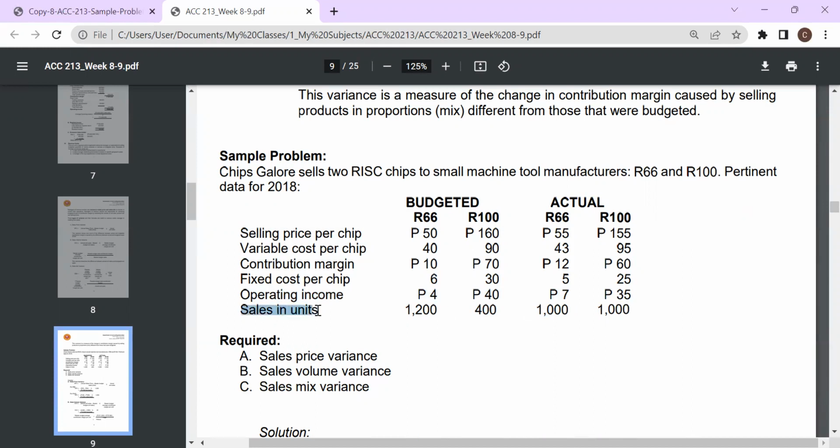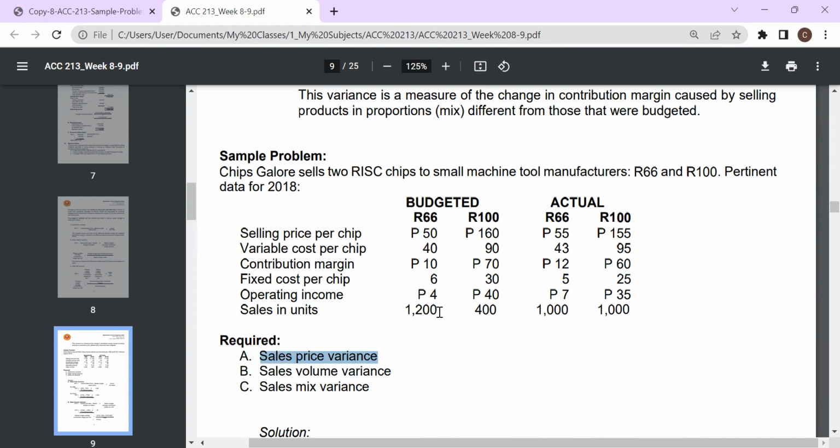Then we were given sales in units. So this is the budgeted sales volume. For R66, 1,200. For R100, you have 400. And then for actual, 1,000 each for R66 and R100. So the requirement is to compute for the sales price variance.